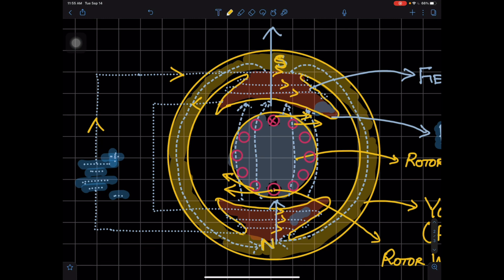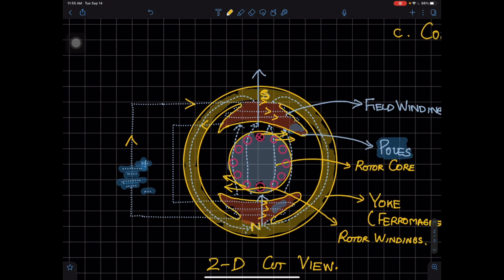You can use your right hand. Please remember, this is the right hand thumb rule, which means that the fingers are curled on the winding in the direction of the current, and the thumb points out in the direction of the magnetic field. So here in this view, the lower pole is the north pole, from where the flux lines are going to go towards the south pole.